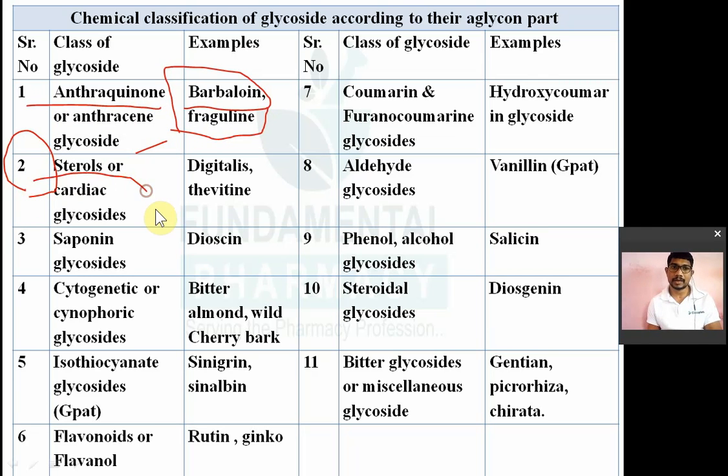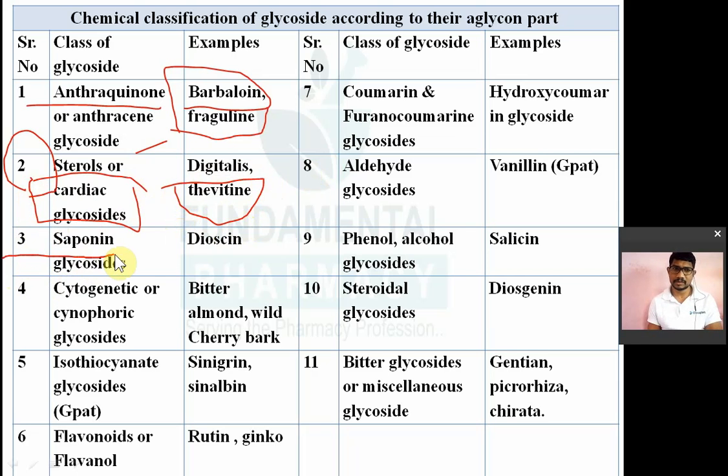Sterol glycosides are also known as cardiac glycosides. Here the nature of the aglycone part will be steroid in nature. A steroidal aglycone part will be there, like cyclopentanoperhydrophenanthrene. For example, digitoxin, scillarin, etc. will have a steroidal aglycone. That's why they are steroid glycosides.